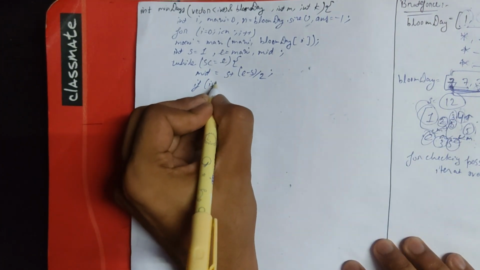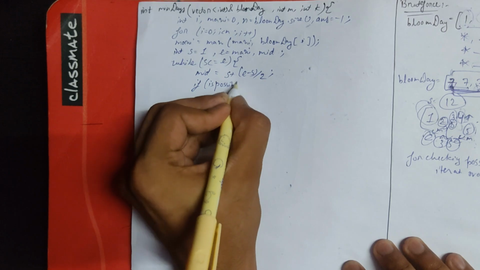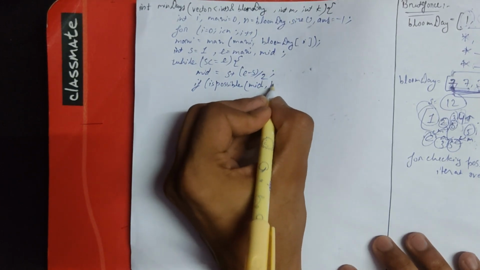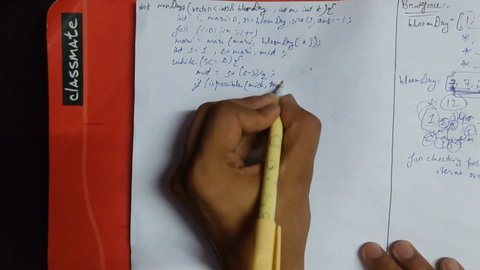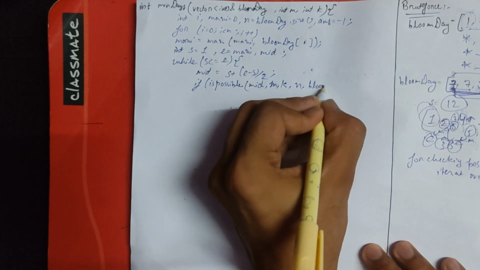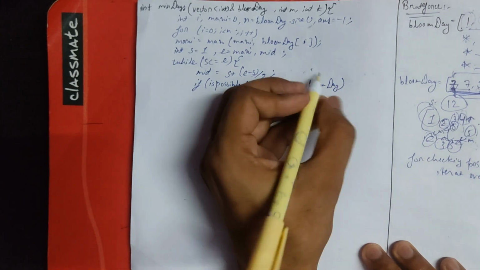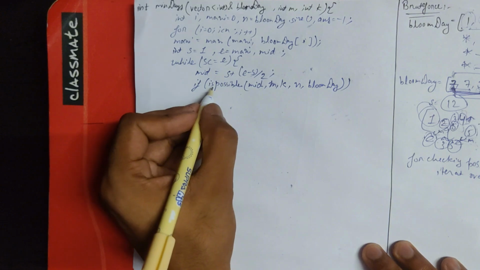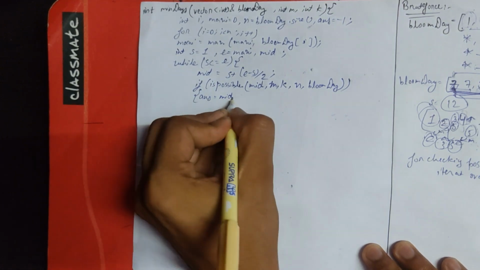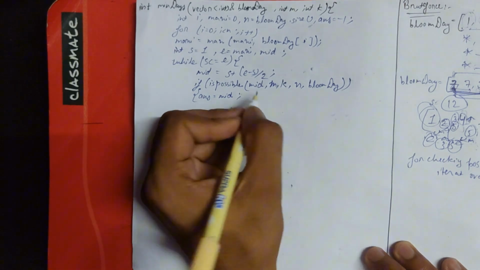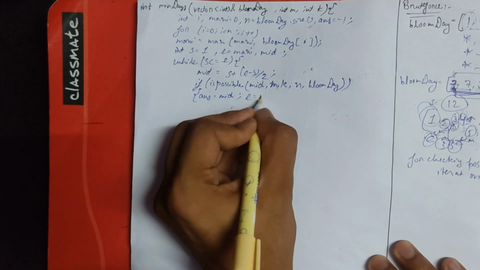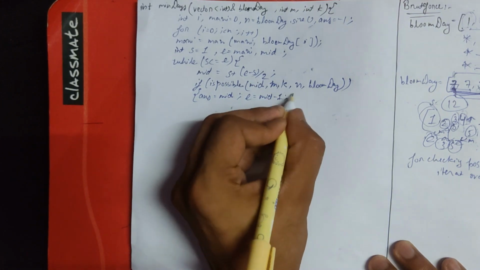So we will make a function for that. Let's name it isPossible. We will pass mid and m, k, the size of array and the array Bloomday. So if it is a possible answer, we will mark our answer. We will change the value of answer, and if we have the answer, we will shift the value of E equals to mid minus 1. So E will be equals to mid minus 1.